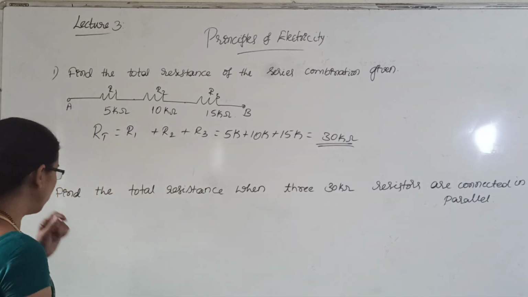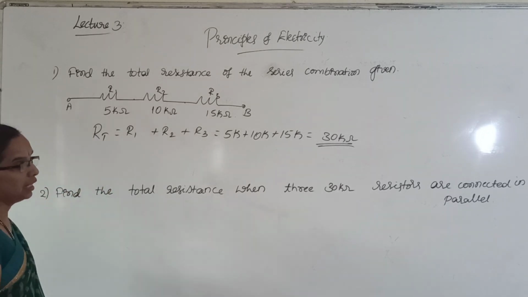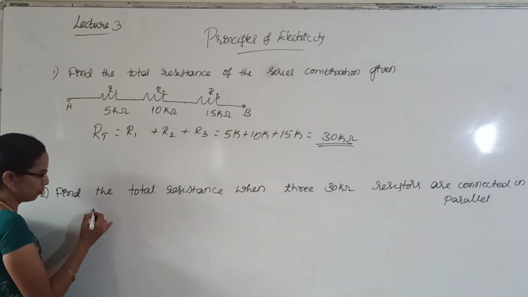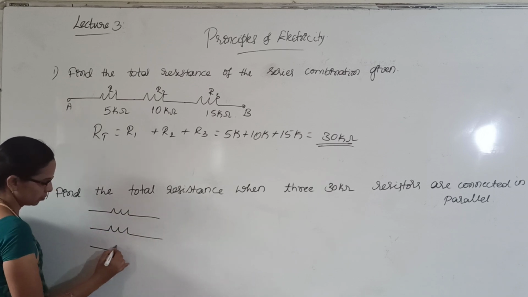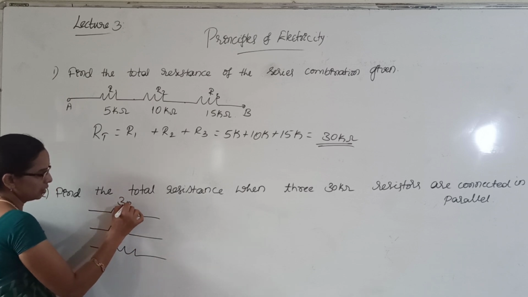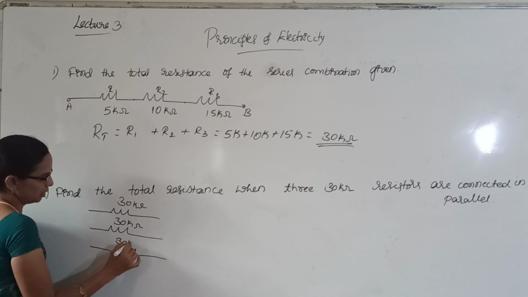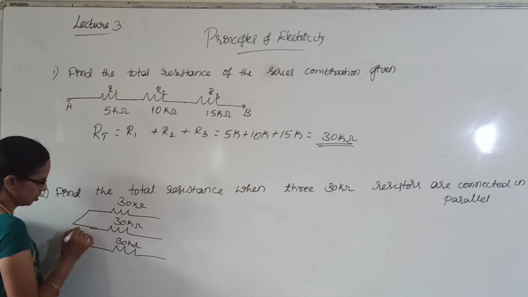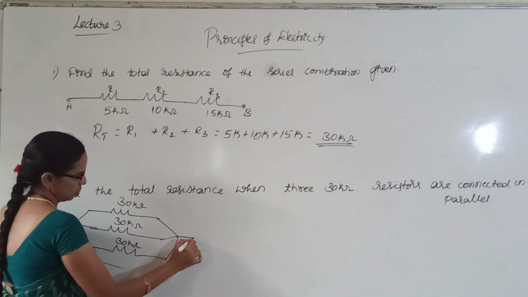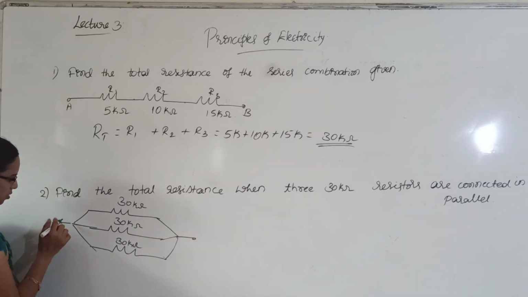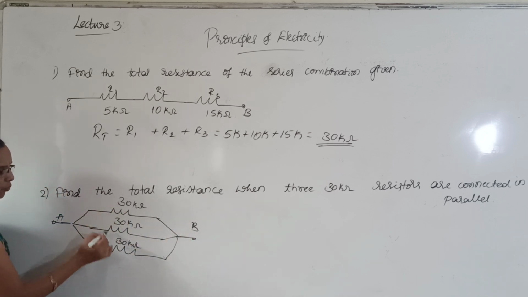Okay. In the next problem, find the total resistance when three 30 kilo ohm resistors are connected in parallel. Let's take three 30 kilo ohm resistors connected in parallel between A and B, and write R1, R2, R3 I call.